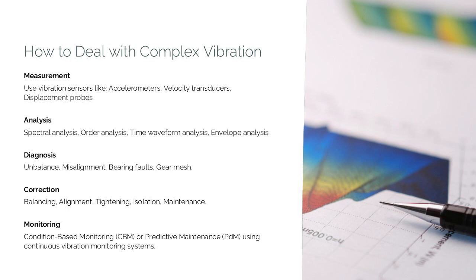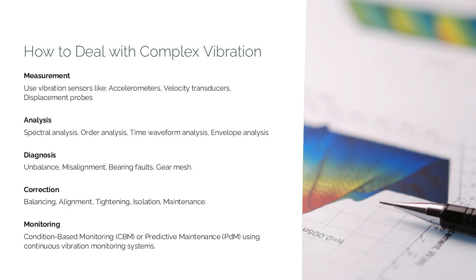Number 2, analysis. Spectral analysis: identify dominant frequencies and their amplitudes. Order analysis: useful for rotating machinery to correlate vibration with rotational speed. Time waveform analysis: helps detect transient events like impacts or looseness. Envelope analysis: useful for detecting bearing faults.